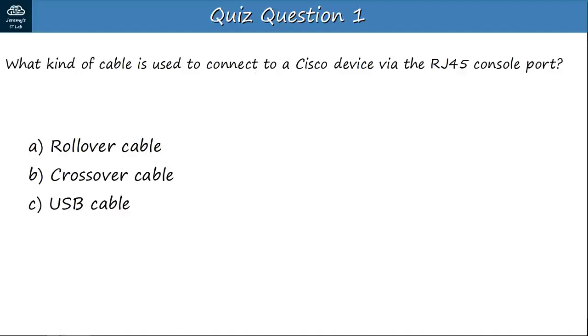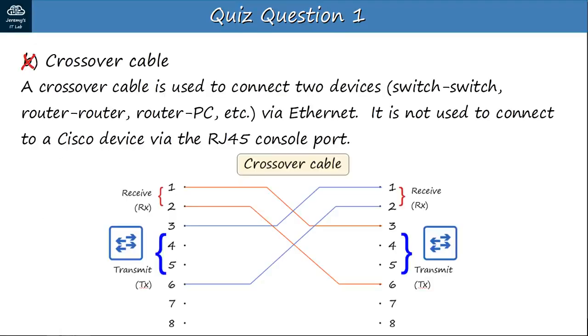The answer is A. Rollover cable. Let's check the answers. A crossover cable is used to connect two devices, for example, switch and switch, or router and router, or router and PC, etc., via Ethernet. It is not used to connect to a Cisco device via the RJ45 console port. So B, crossover cable is incorrect. This picture shows the wiring on an Ethernet crossover cable.